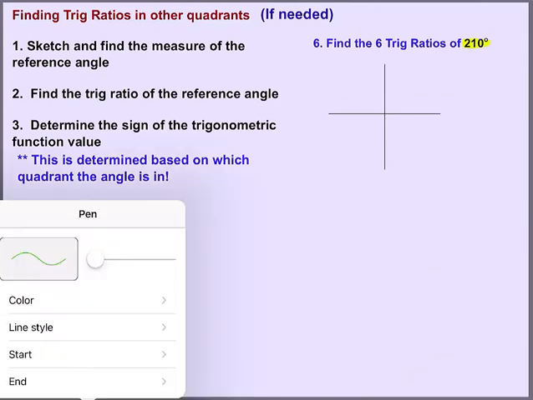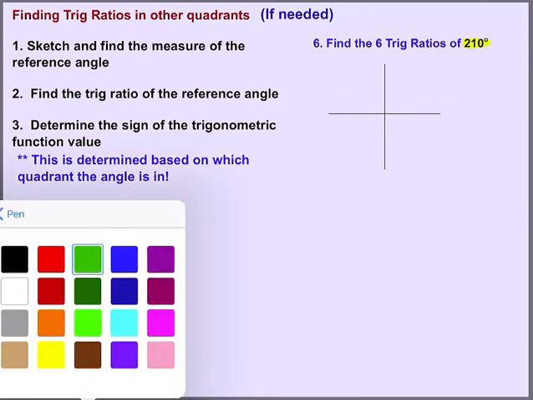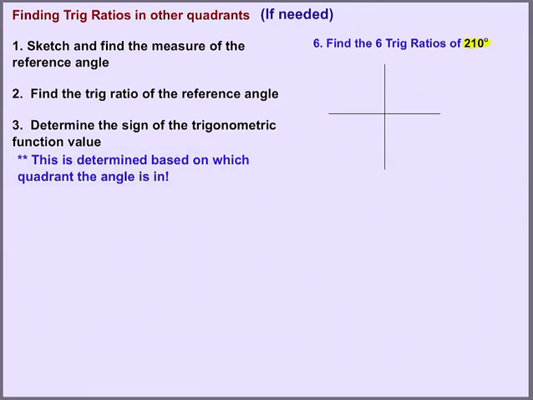You don't have to draw this little arc in the middle here, but I just want to show that the 210 degrees is here, a little bit more than a semicircle, and its reference angle is how much farther we went here. That is 30 degrees. So the reference angle is 30 degrees.